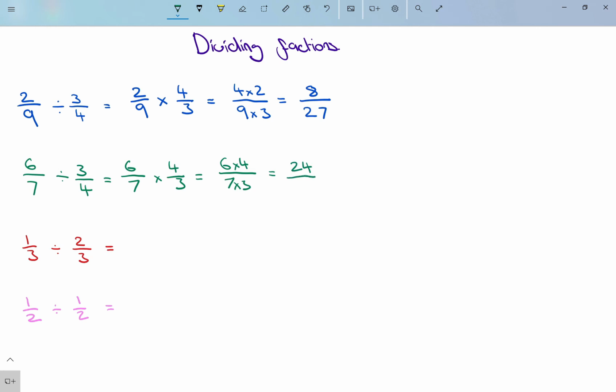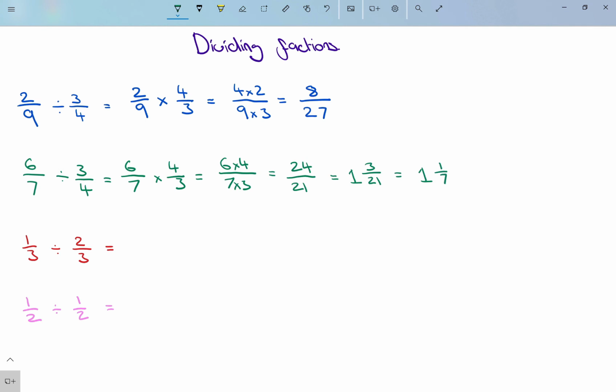24 over 21. And that gives us an improper fraction, so we can change that to 1 and 3 over 21. And again, that can further be simplified to 1 and 1/7, because they had a common factor of 3.